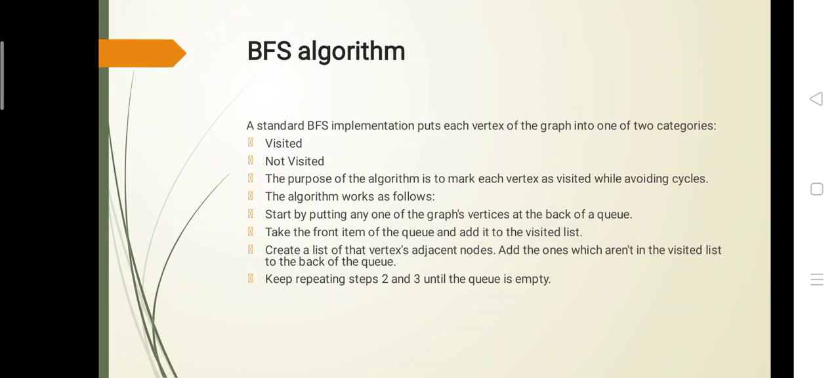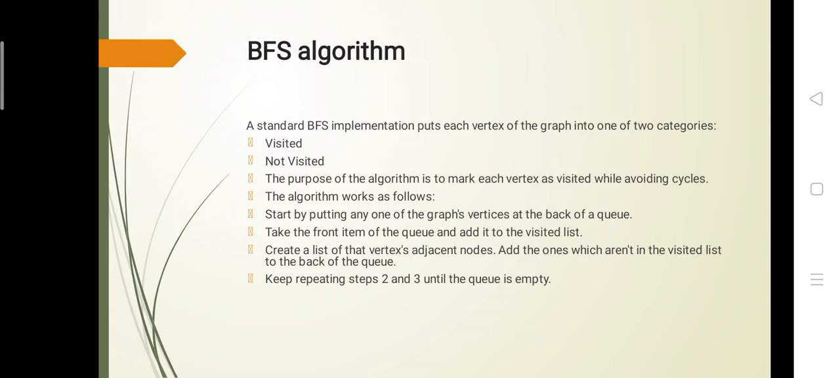BFS का algorithm क्या होता है? A standard BFS implementation puts each vertex of the graph into one of two categories: visited and not visited. The purpose of the algorithm is to mark each vertex as visited while avoiding cycles. The algorithm works as follows.